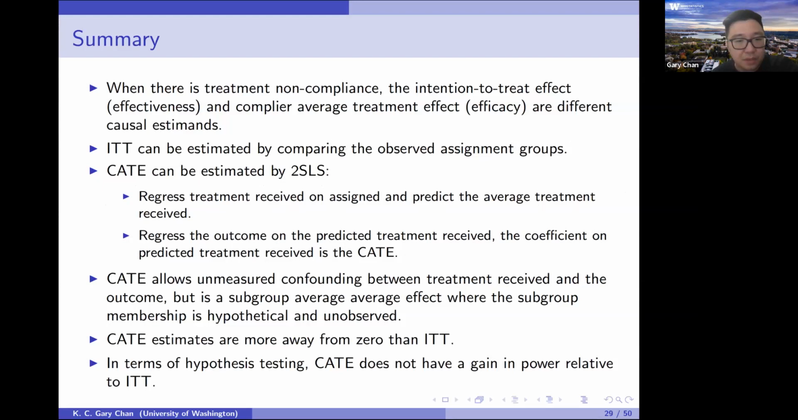And complier treatment effects allow for unmeasured confounding between treatment received and the outcome, but these are subgroup average treatment effects where the subgroup membership is hypothetical and unobserved, but is dependent on the unmeasured confounding, which is one nice thing. But again, the other side to this is that the subgroup is actually unobserved.